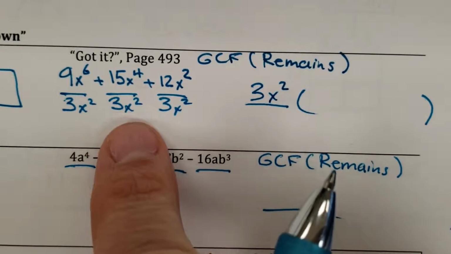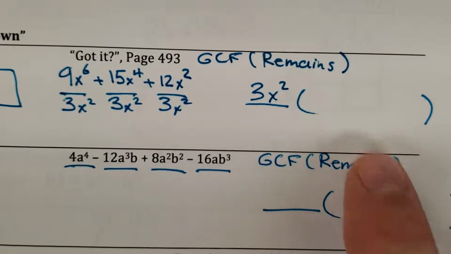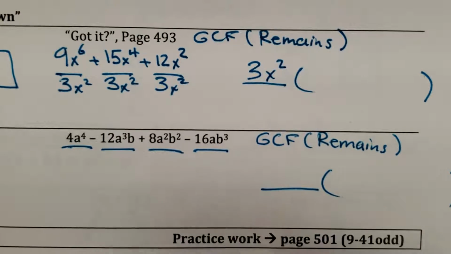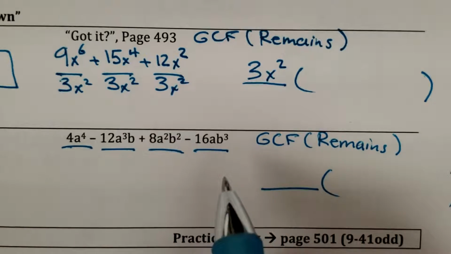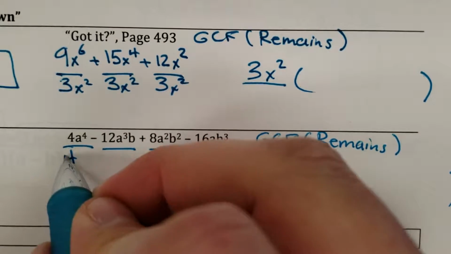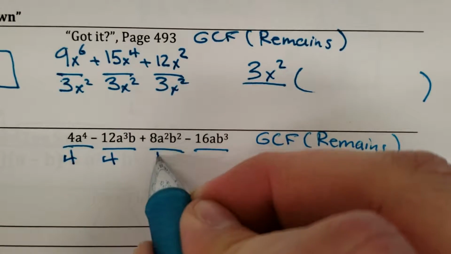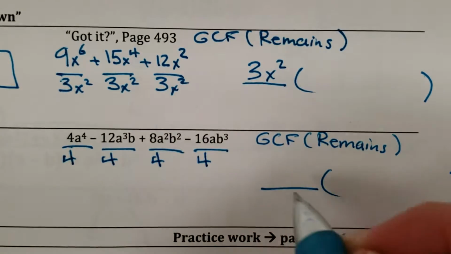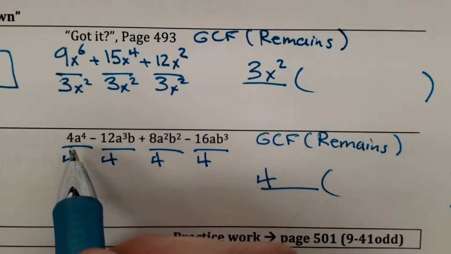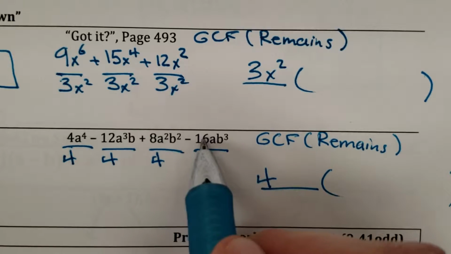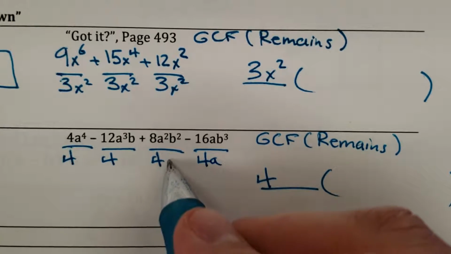Now go through, do the divisions, put the remains in here. All right, oof, GCF. That's not that bad. I think the most I can take out is a 4. So you've got 4 A's, 3, 2, 1. So the most A's I can take out is a single A.